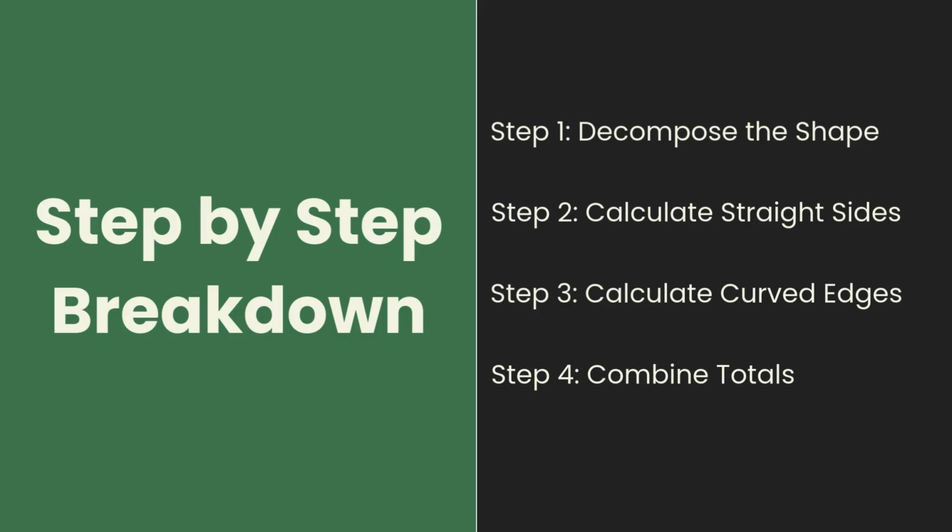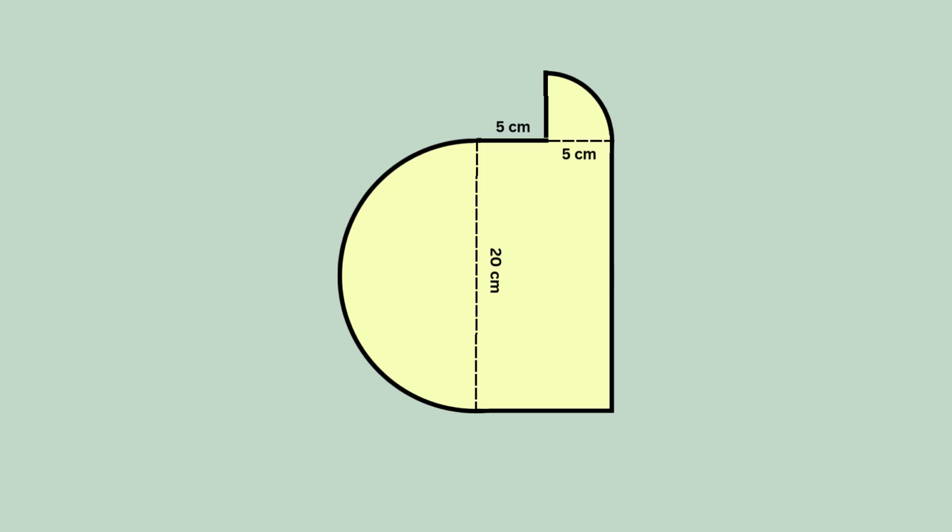Here's a strategy we'll use every time we have to find the perimeter of complex shapes with straight sides and curves. 1. Break the shape into familiar parts. 2. Add the straight edges. 3. Add the curved edges. And then finally, combine everything together. Let's work through an example to see it clearly.